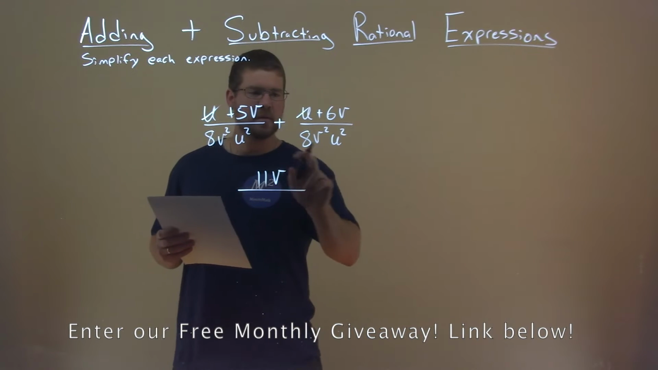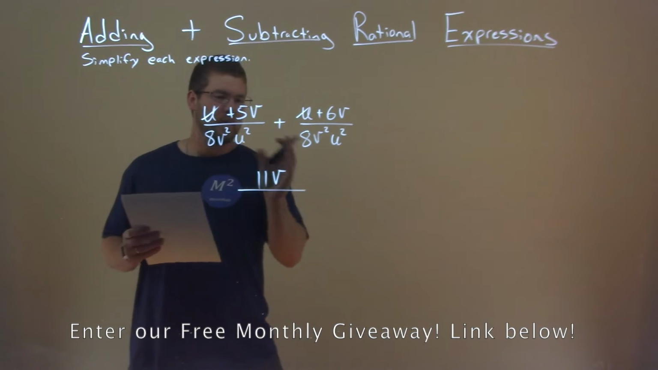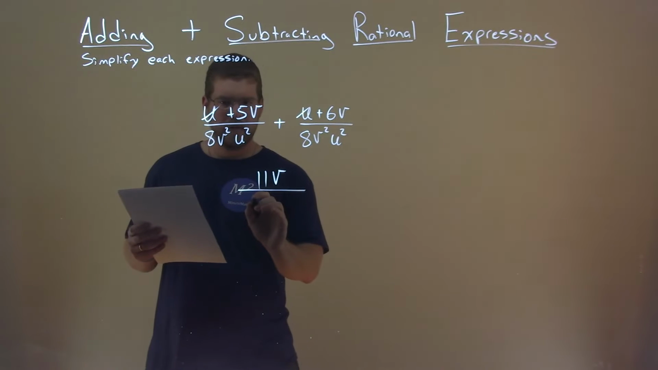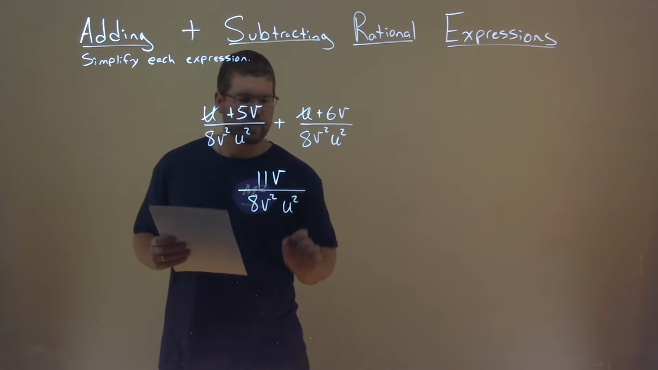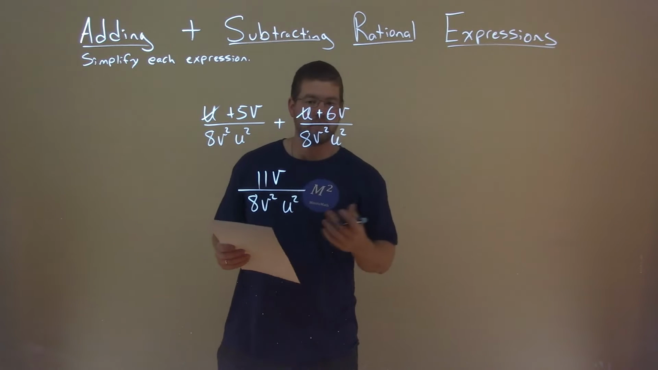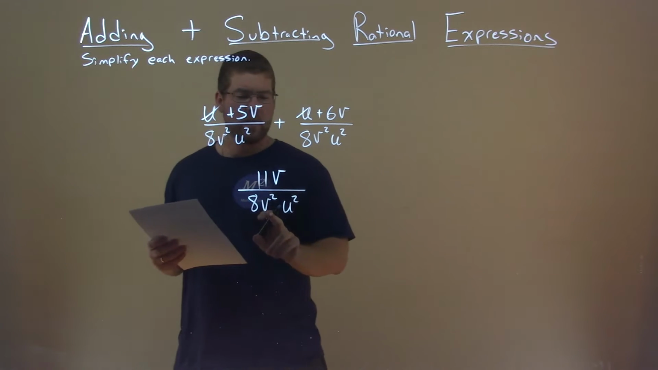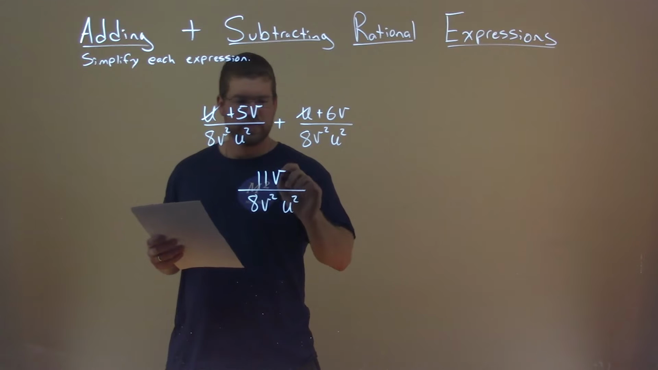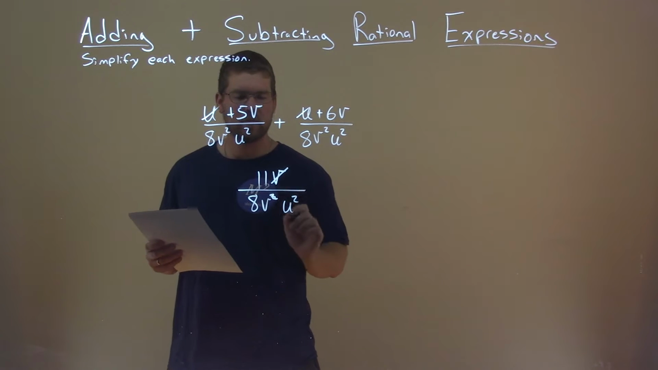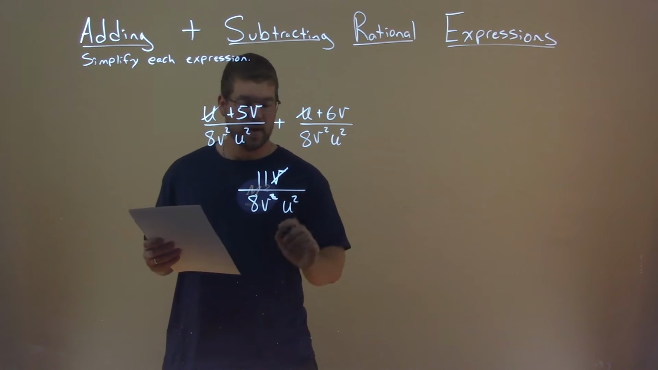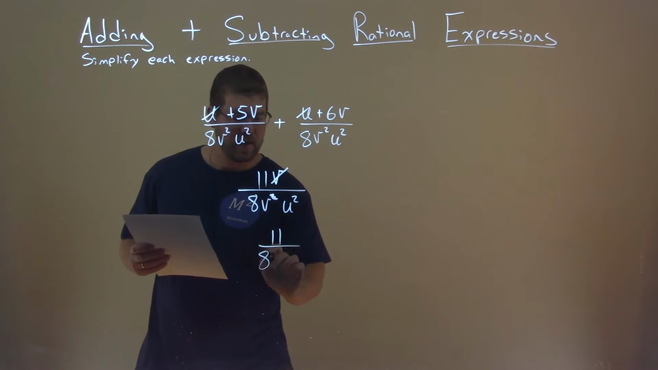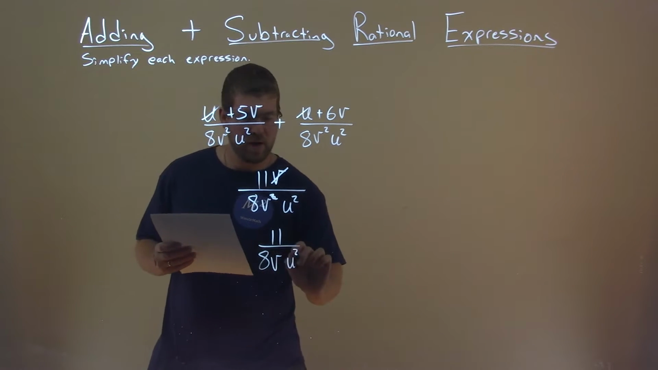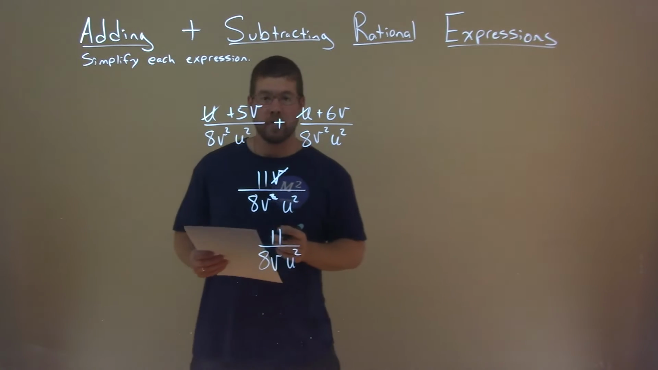The denominator, since it was the same, we just keep that one denominator here: 8v squared u squared. Now how else can we simplify? Well, there's a v squared in the denominator and a v in the numerator, so we cancel one of them out, and that's basically it. We simplified to 11 over 8v u squared, and that is our final answer.